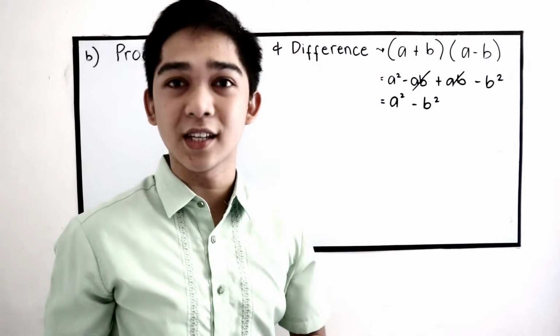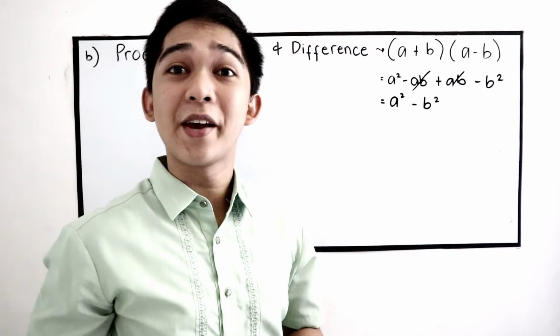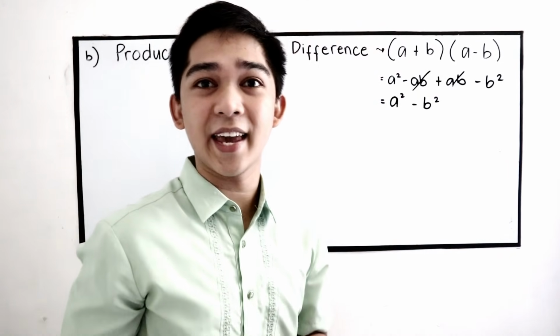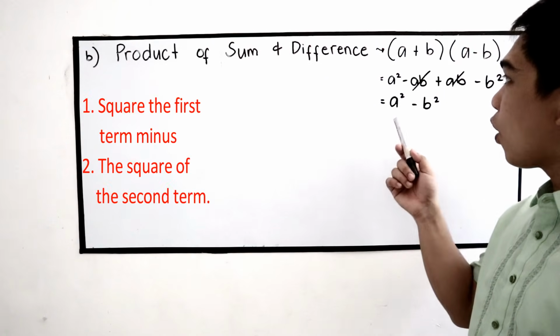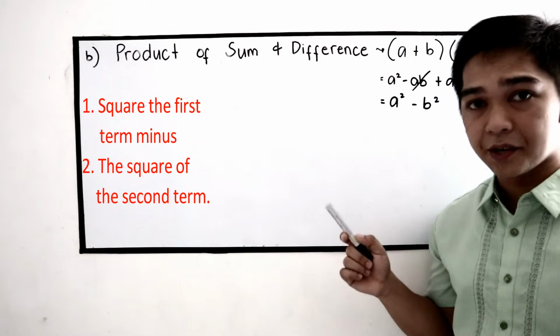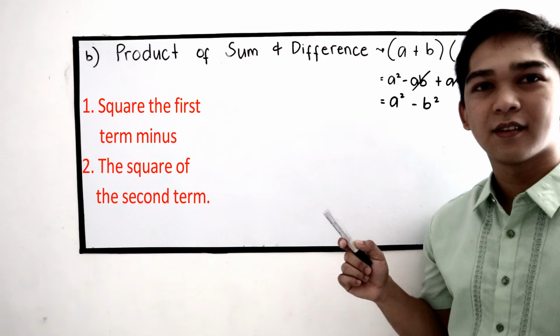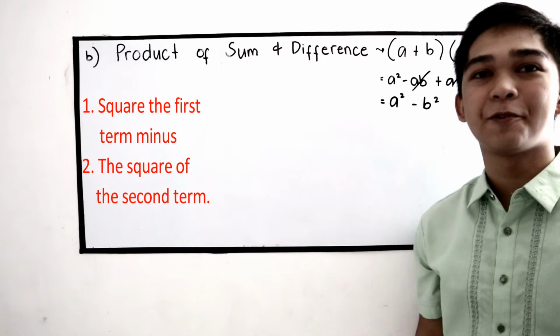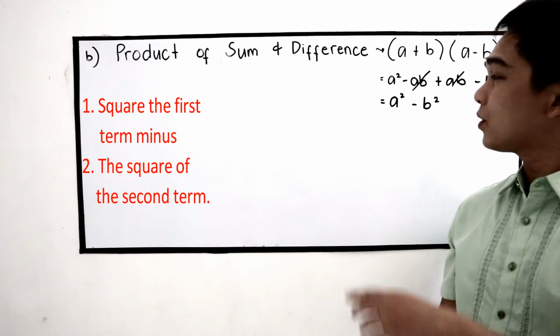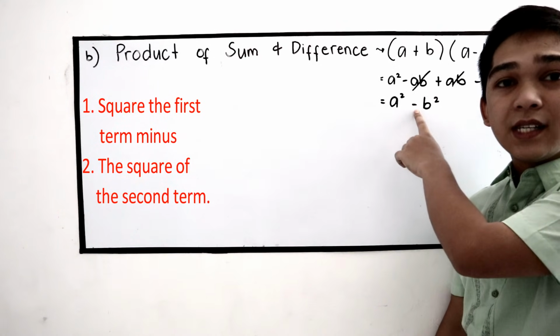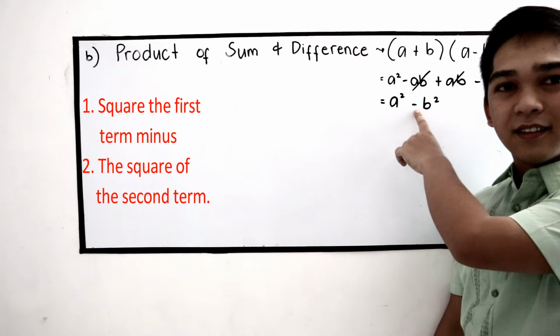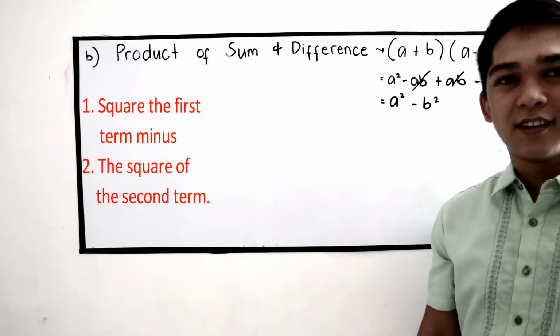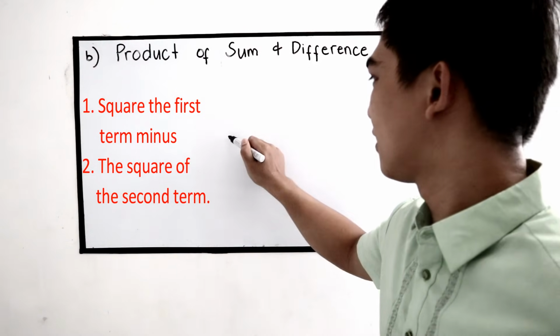So what have you noticed? For this special product, the technique is we're just going to square the first term minus the square of the second term. So take note, our sign will always be a minus sign. Let us try. Number 1.